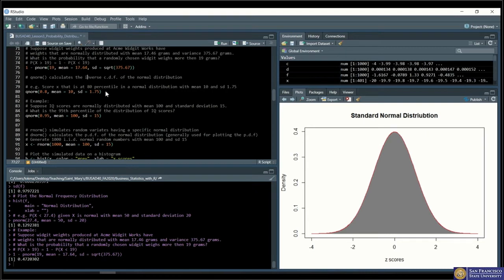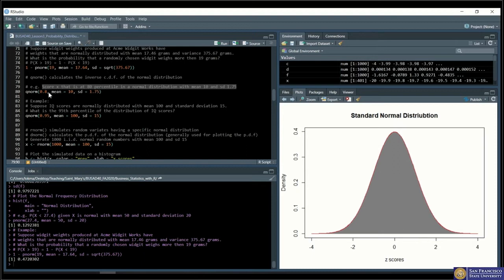For instance, we want to find out what is the 80th percentile in the normal distribution with mean 10 and standard deviation 1.75. What we mean is, by adding all this distribution probability from the left-hand side all the way up to the higher end, I want a probability of 80% of the distribution. And what is the score on the x-axis that is pointing at that particular percentile in our data?